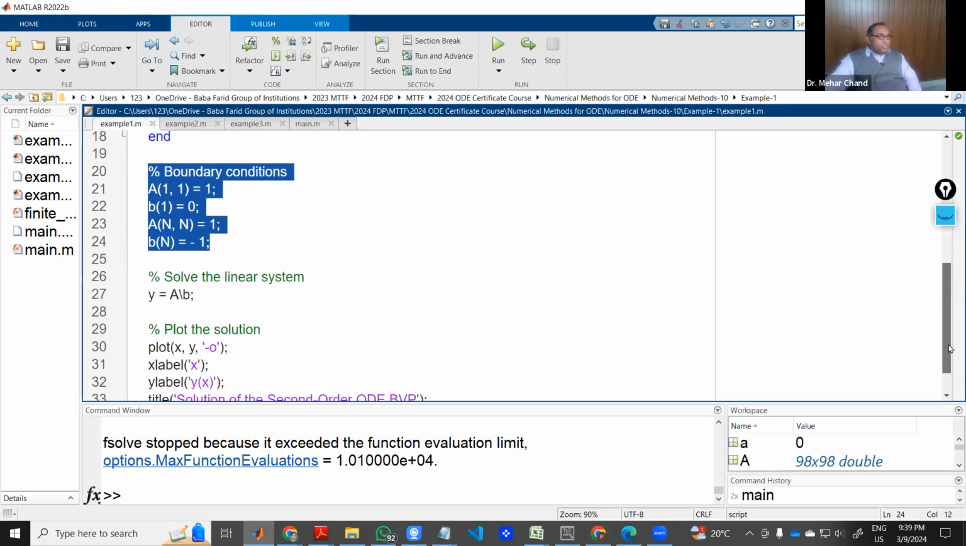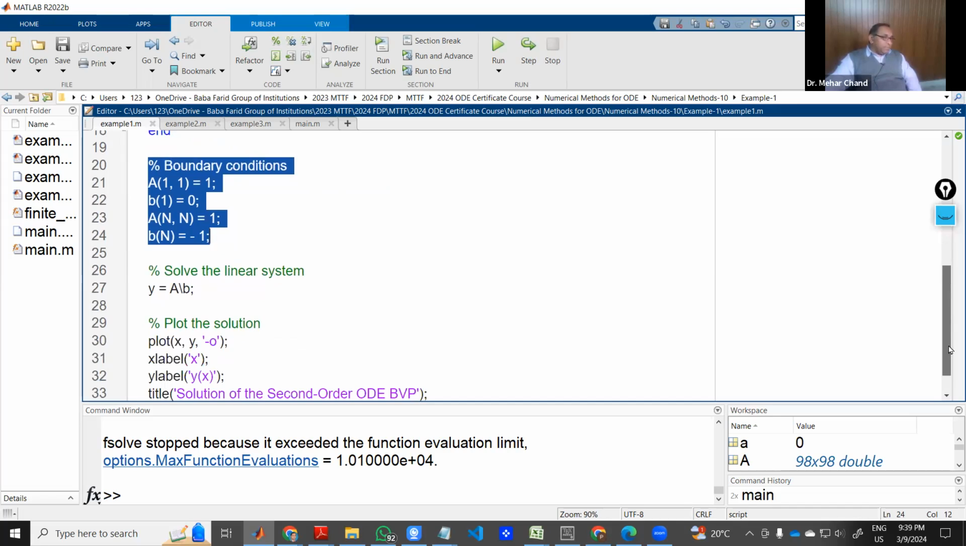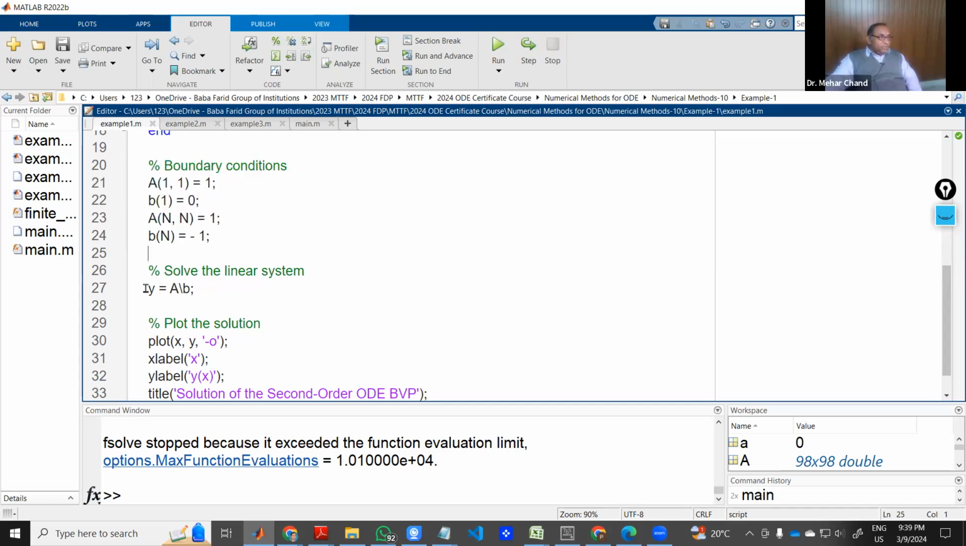And to find out the solution of this linear system, because we have the system of equations, and we convert all the equations in matrix form, and to find out the solution, you will use y is equal to a backslash b. This will give us the solution of the system of equations using matrix. So all these points are converted easily in the matrix.